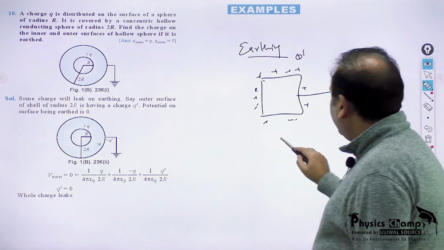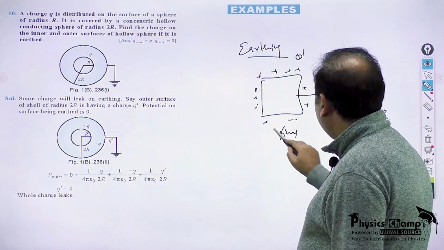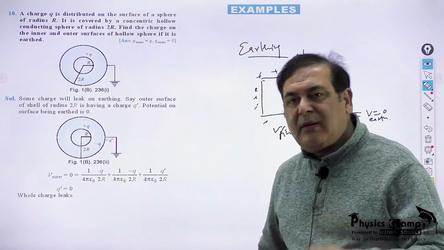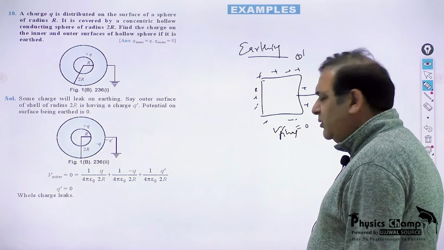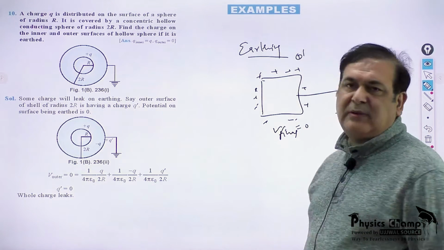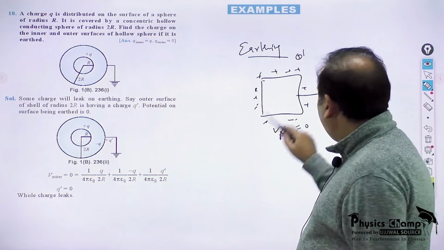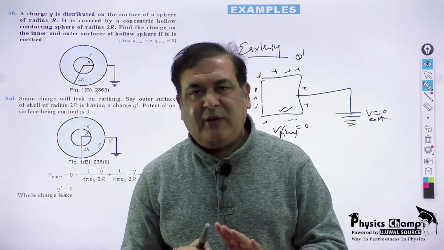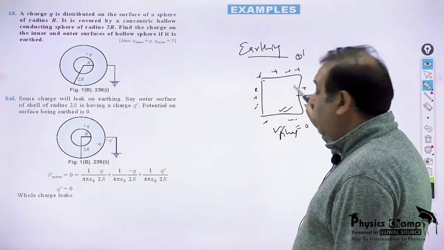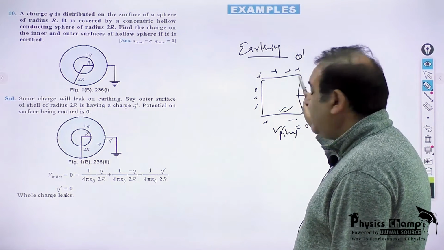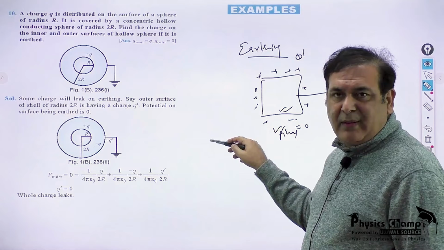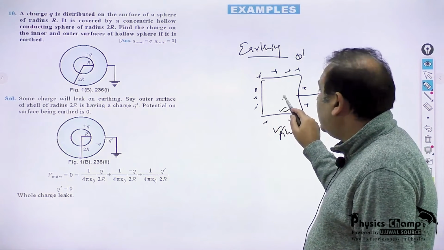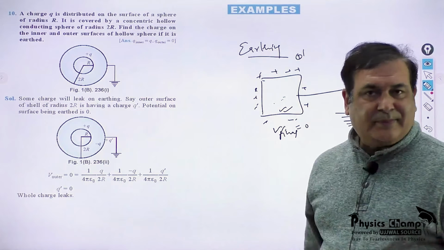So the final potential on this body should also be zero. For that, it may leak the whole charge or it may leak a part of it. But in any case, the final potential here will be zero. That is certain. It is not certain that the whole charge will leak. The whole charge may leak, or some charge may remain on it. What is certain is that the final potential on this body will be zero.